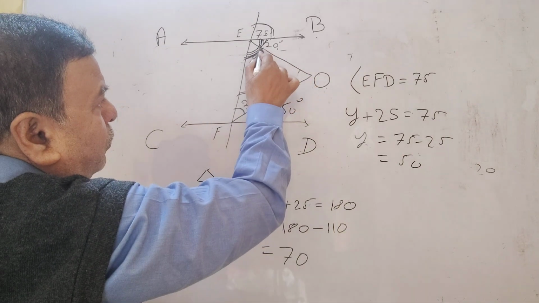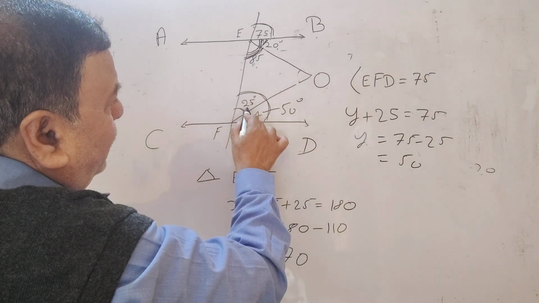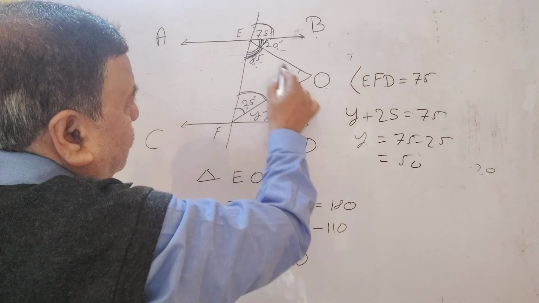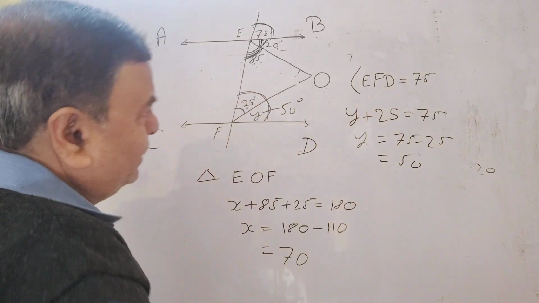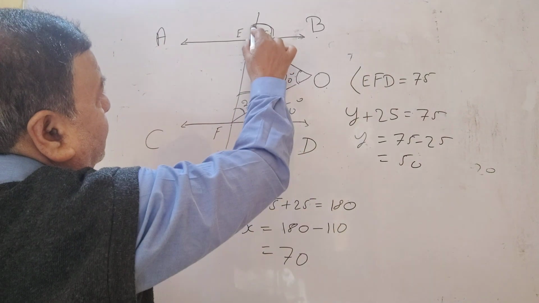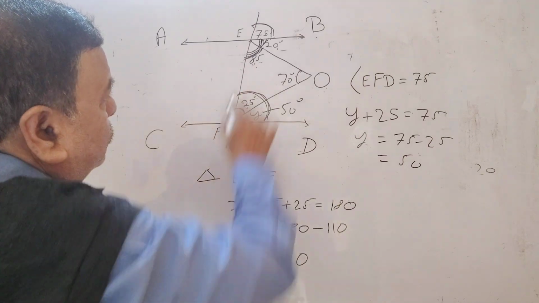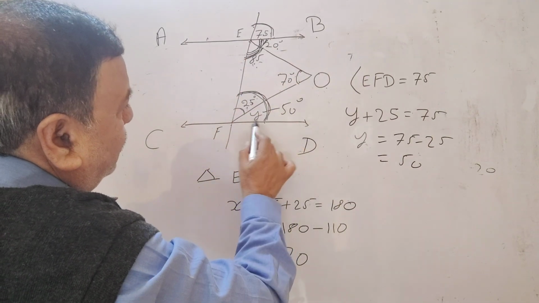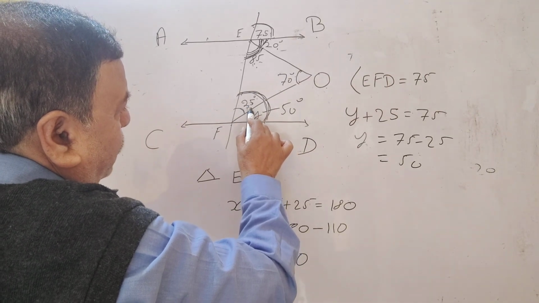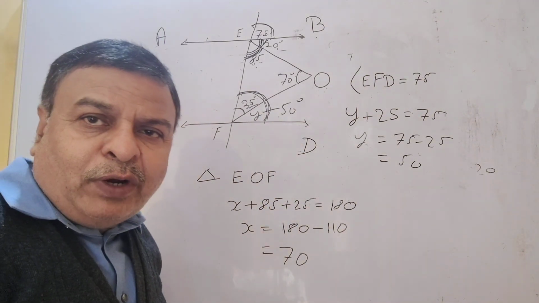One of the angles of this triangle EOF is 85, and this is given 25. We can subtract 85 plus 25 from 180, because the sum of all three angles is 180. So this becomes 70. Now this angle and this angle are corresponding angles because AB and CD are parallel. So if this is 75, this is also 75. Out of which this is 25, so y plus 25 will be 75. So if we subtract 25, y is 50. Okay, so hope you understood.